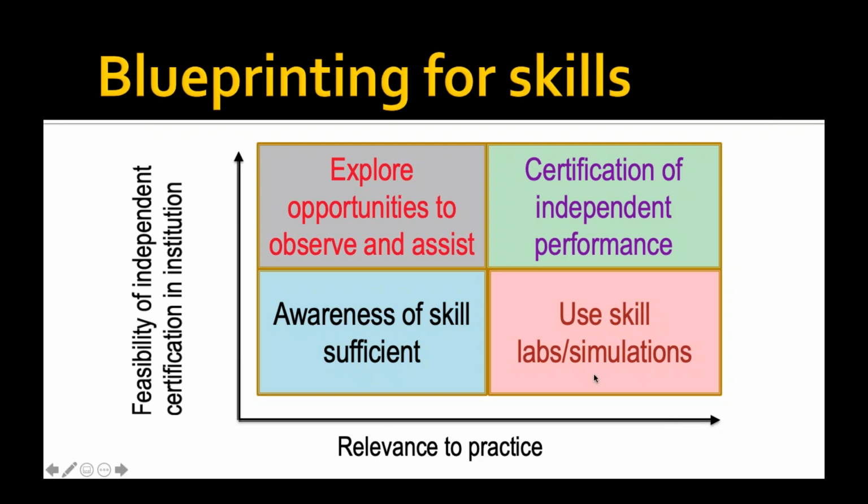If it is important and if it cannot be certified, then use skill labs, use simulations. If it is important and if it can be certified, go in for certification at whatever level you decide, whether summative or formative. Sometimes when relevance is there and feasibility is also high, you explore the opportunities for them to observe and assist. Putting in a central venous line, for example. Let them come and assist senior teachers. Let them come and assist residents and senior residents. Whereas for some, it may be only awareness of the skill which is important. You don't really need to go in for assisting. But all this should happen beforehand. It's not that on the day of examination, depending on the logistics and patient availability and so on, we decide whether we should be doing this or whether we should not be doing this.